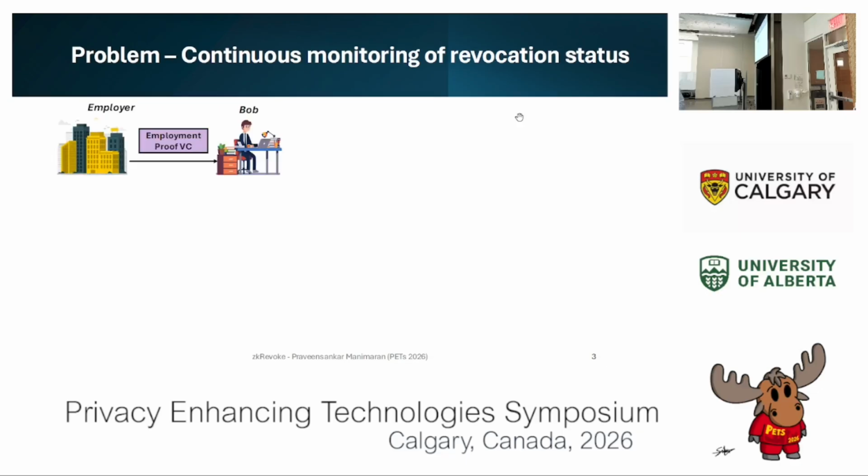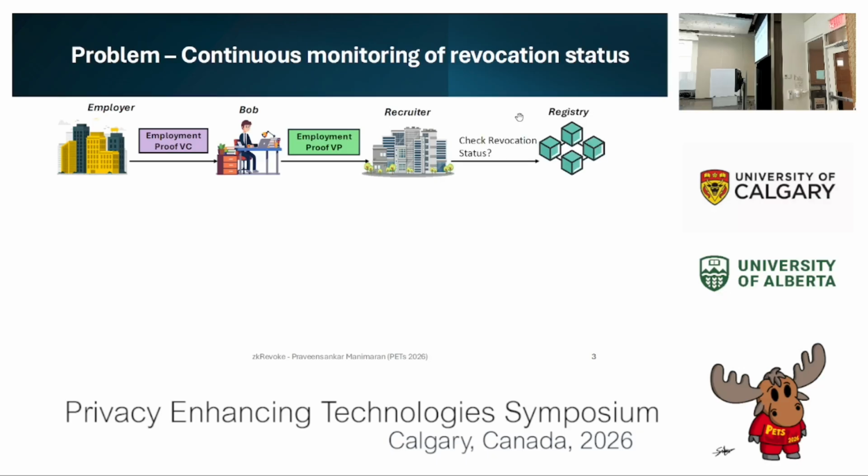But before doing that, let me start with a use case of an employer issuing an employment proof VC consisting of claims such as name and role to Bob, who is currently working at the employer. Let's consider the scenario of Bob applying for a job at a recruiter. Bob generates a verifiable presentation and shares it with the recruiter to prove that he is currently employed there, and the recruiter checks revocation status. In this scenario, the revocation status more or less checks whether Bob is currently employed or not.